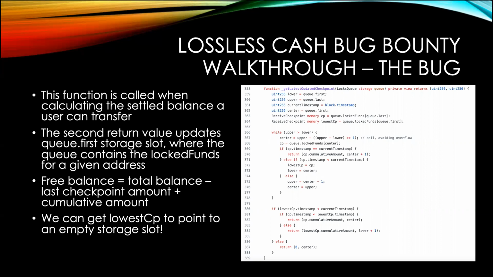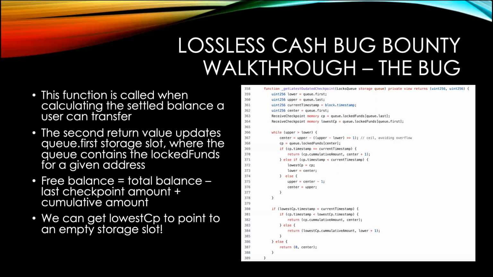Line 384. What happens is this second variable, the second return value, the lower +1, updates q.first. So it updates lower, and then q.first is used to pick out the lowest checkpoint. And the lowest checkpoint is the last incoming transfer. I think I got that the right way around.